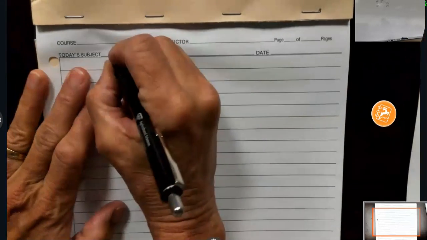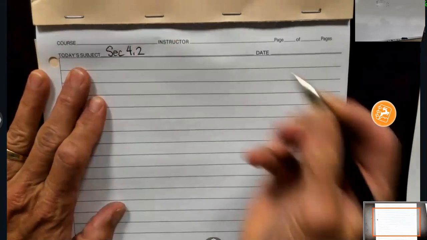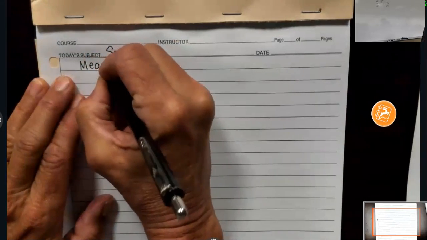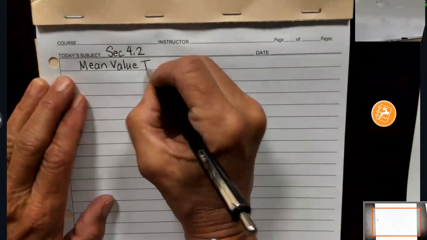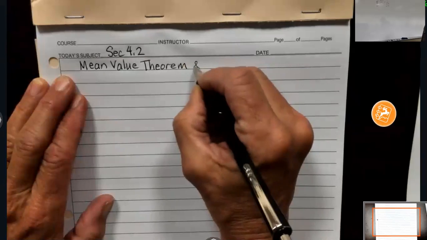The first theorem I mentioned was the mean value theorem, mean being average value. And the second theorem that I mentioned, we'll call the zero derivative theorem, but that'll be Rolle's theorem. We've got the mean value theorem and Rolle's theorem in section 4.2. Today's subject, section 4.2, we've got the mean value theorem, and we have Rolle's theorem.